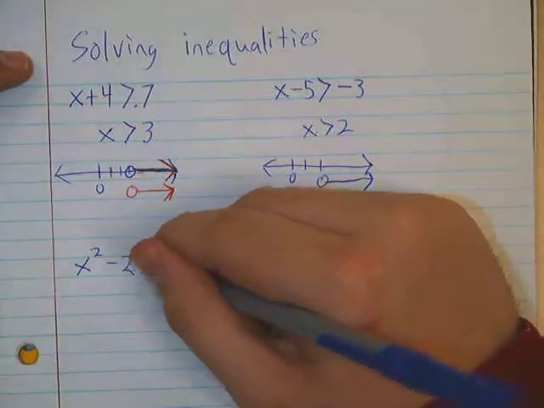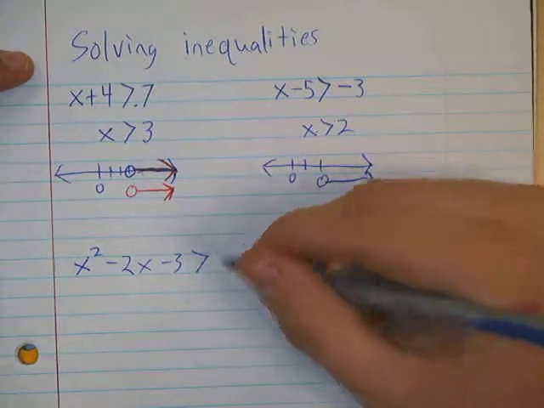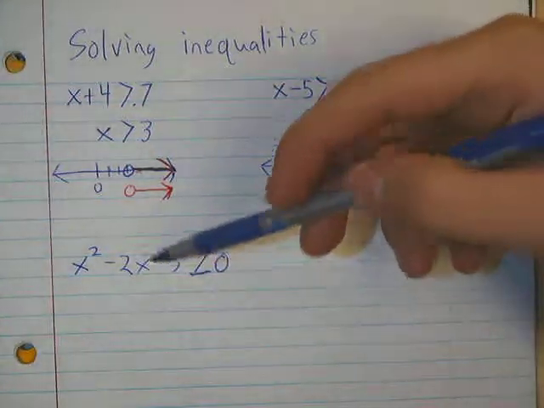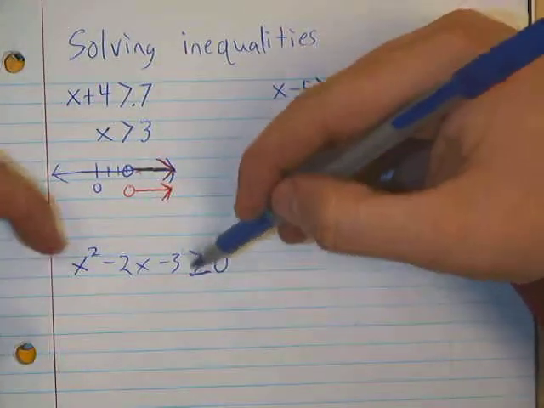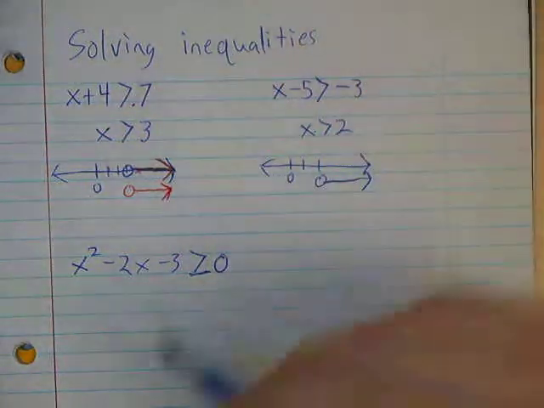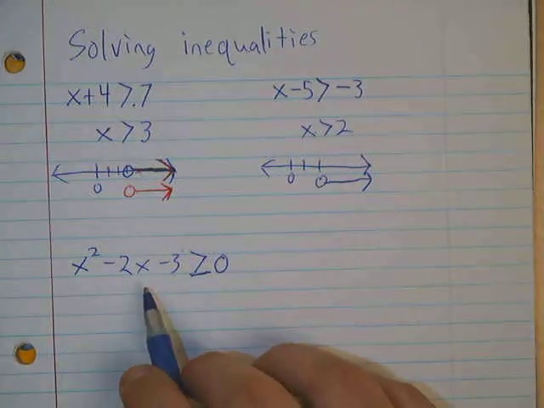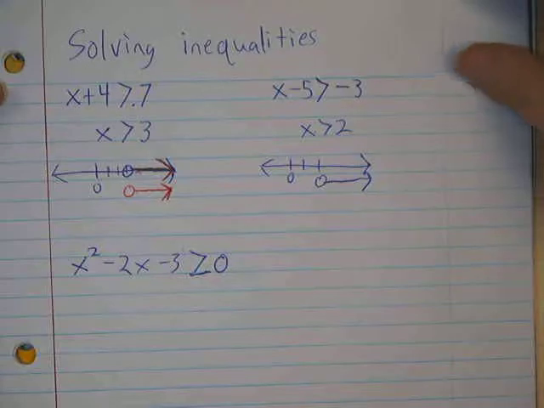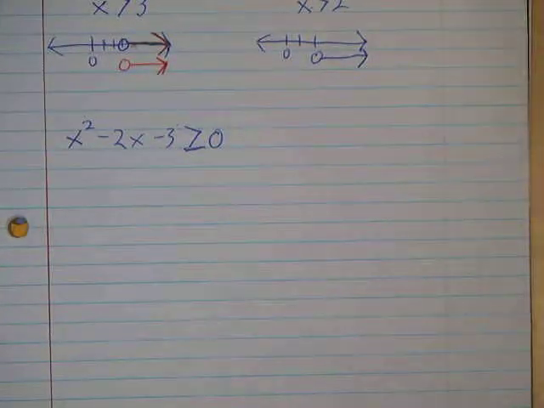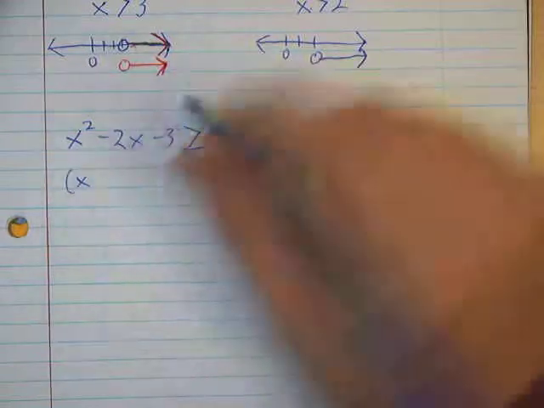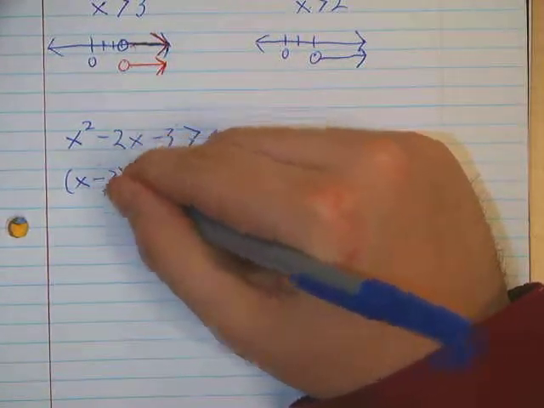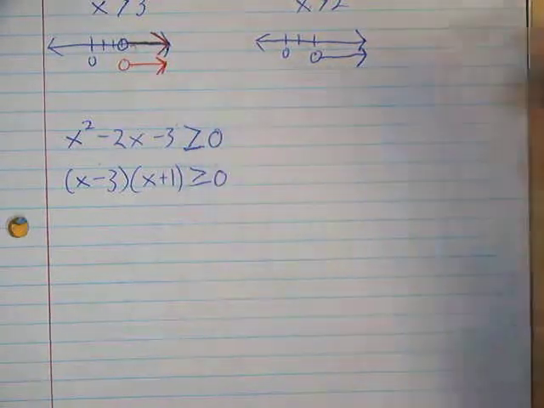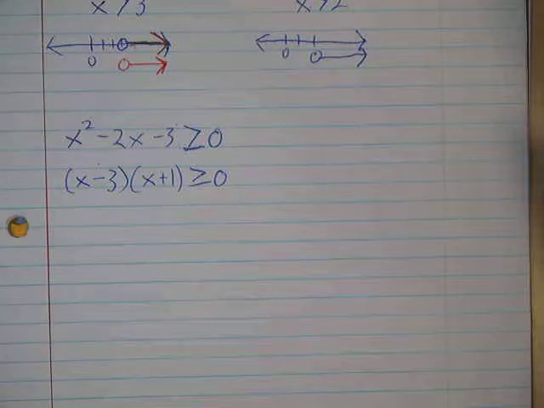How about x squared minus 2x minus 3, and we'll say that that's greater than or equal to 0. In other words, I want to know where this expression will be greater than 0. You can either factor this, or you could use the quadratic formula to find which values of x will work. But I'm just going to quickly factor this. That will factor into x minus 3 and x plus 1 greater than or equal to 0.